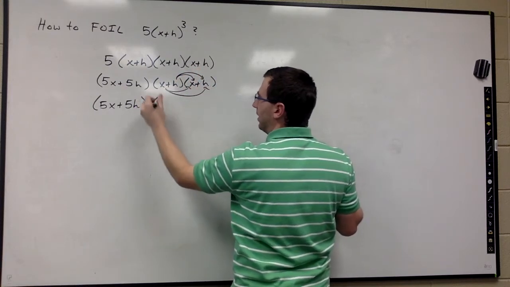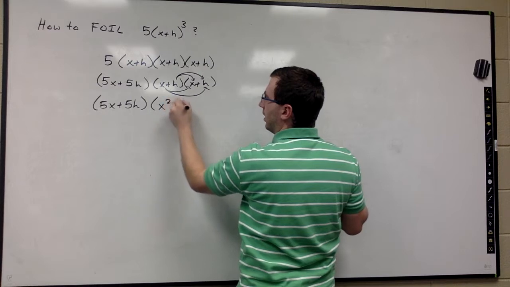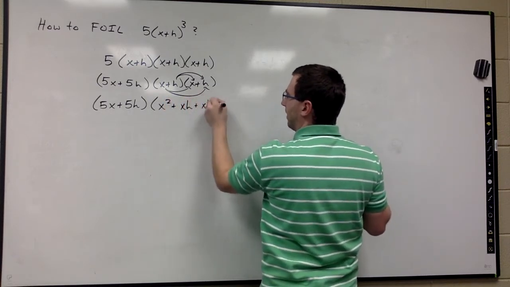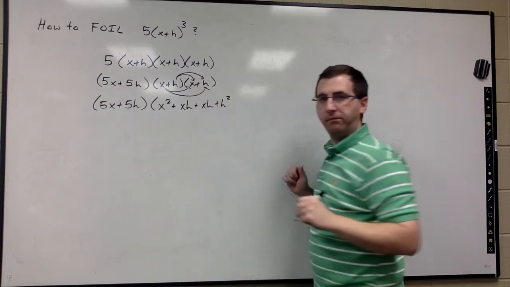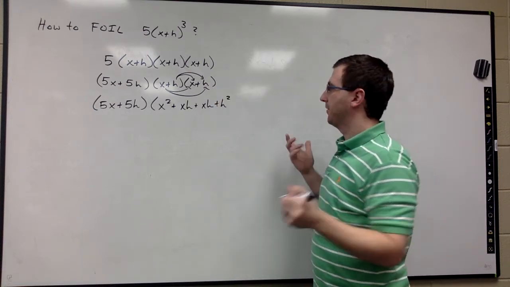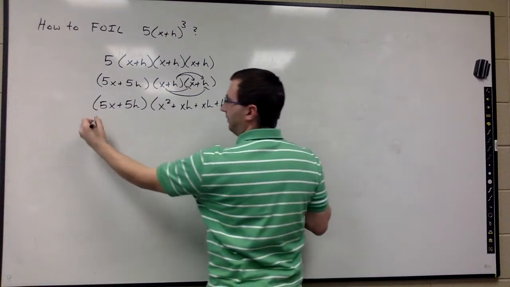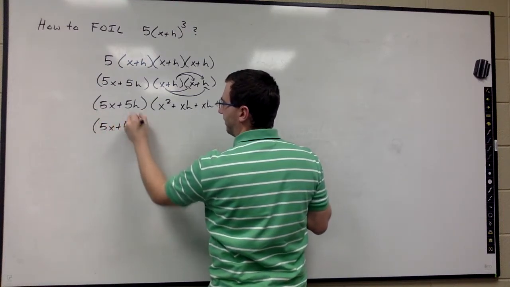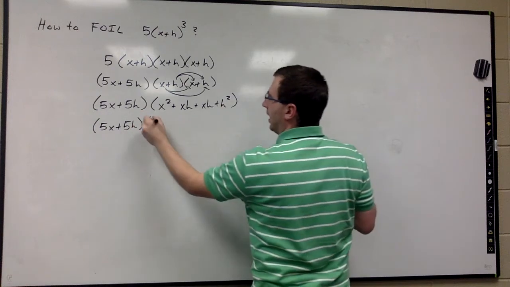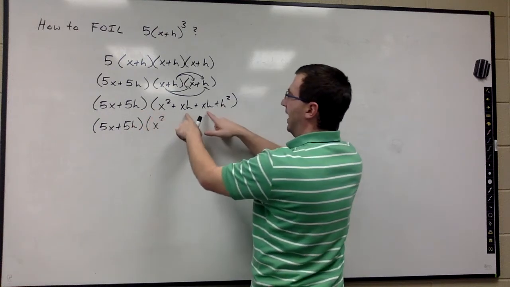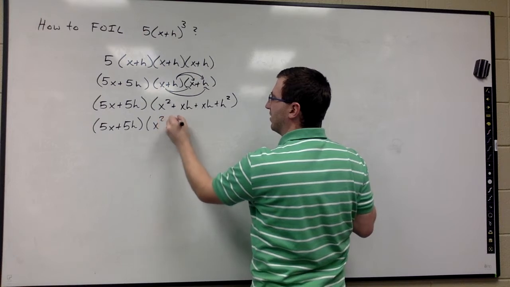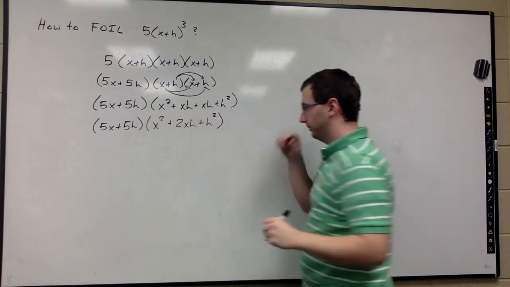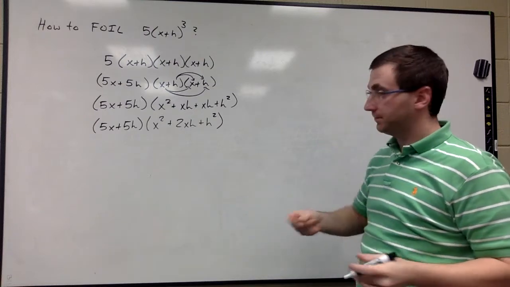So here, this would be x squared plus xh plus xh again plus h squared. When we clean it up, still not going to do anything with that 5x plus 5h yet. But here, when we combine like terms, xh plus xh gives us a 2xh. And then we have an h squared left over. So we're down to here.